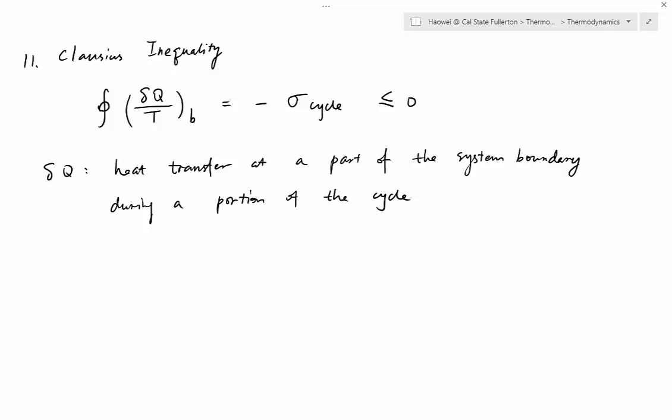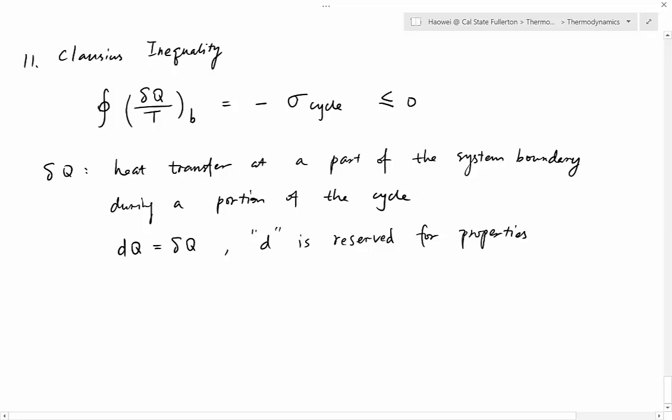So you may ask, why do we not use derivative Q? Why do we have to use delta Q? In terms of mathematics, derivative Q is equivalent to delta Q. They're the same. So if you do not like this delta sign, just in your mind, change it to derivative. The reason why we do not use derivative is because derivative is reserved for properties.